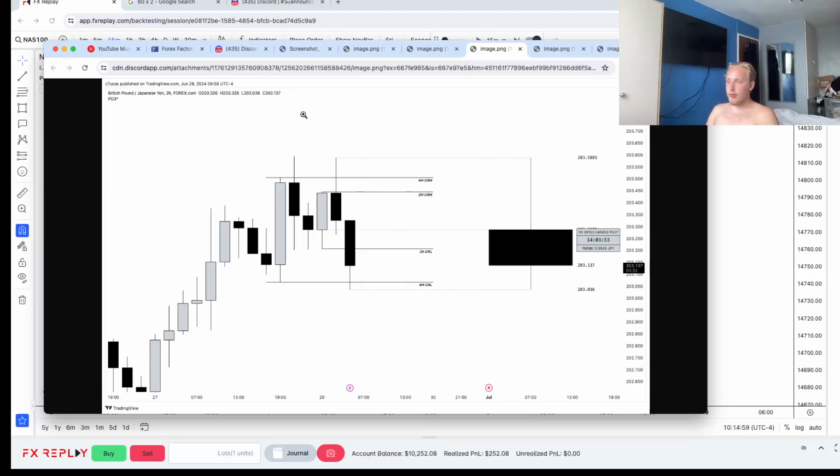Remember how I just showed you open, high, low, close? This was a bullish candle. Open, low, high, close. This is a bearish candle. Open, high, low, close. This is another bearish candle. Open, high, low, close. This is a bullish candle. Open, low, high, close. This is a bearish candle. Open, high, low, close. This is another bearish candle. Open, wasn't really a high, might have been a micro pip, low, close.